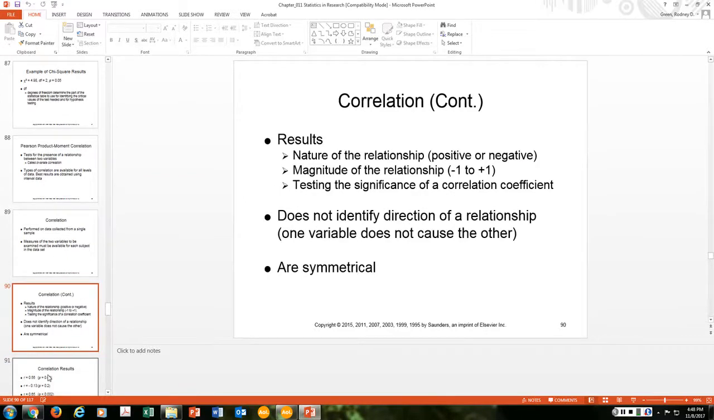And regarding the results, the nature of the relationship can be either positive or negative, and the magnitude of the relationship is shown on a scale from -0 all the way up to +1. It's a test of the significance of a correlation coefficient. It does not identify the direction of a relationship. They are symmetrical.